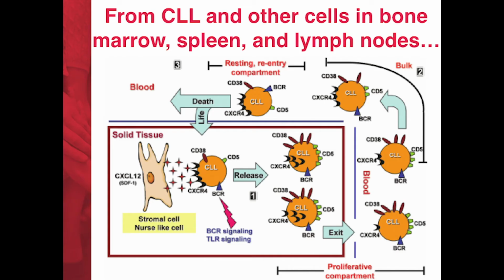In addition, they interact with other cells in these microenvironments, non-CLL cells, normal cells like other cells of the immune system or supporting cells called fibroblasts. And these cells also make cytokines.